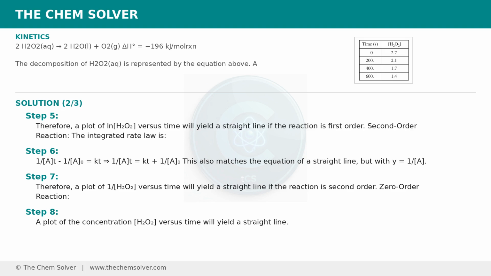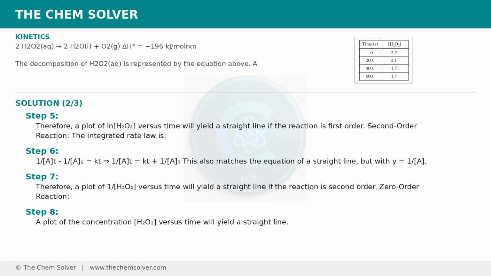Second order reaction. The integrated rate law is 1/[A]t − 1/[A]0 = kt, therefore 1/[A] = kt + 1/[A]0. This also matches the equation of a straight line, but with y = 1/[A]. Therefore, a plot of 1/[H2O2] versus time will yield a straight line if the reaction is second order.